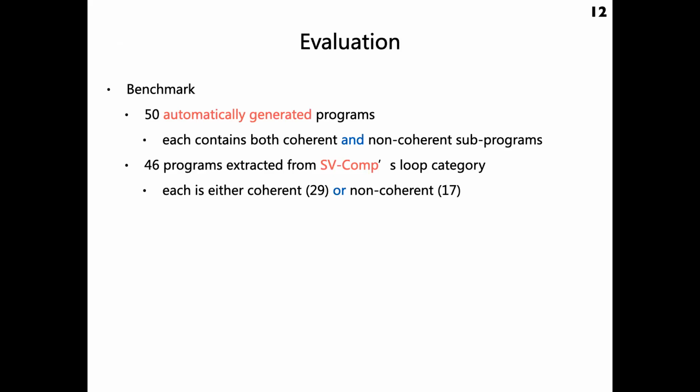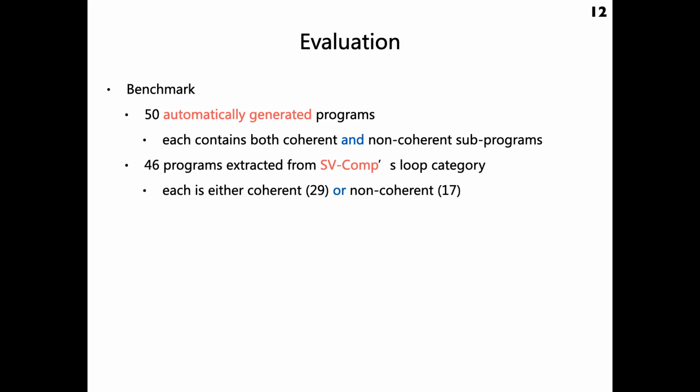Okay, the final part presents our experimental evaluation. Note that, as far as we know, there is no existing benchmark that can be commonly used for such a verification problem. And we conduct the experiment on two benchmarks. The first benchmark consists of 50 automatically generated programs, wherein each contains both coherent and non-coherent sub-programs.